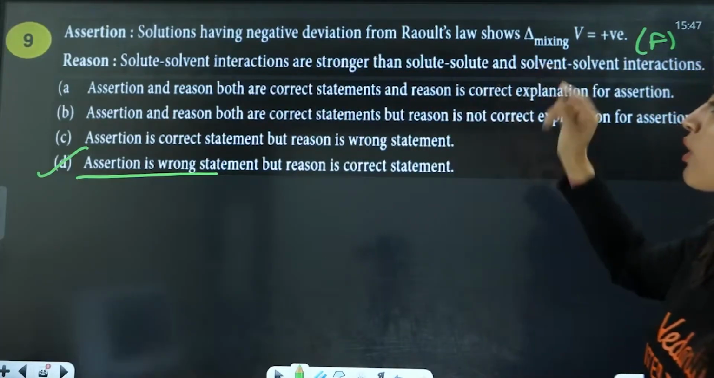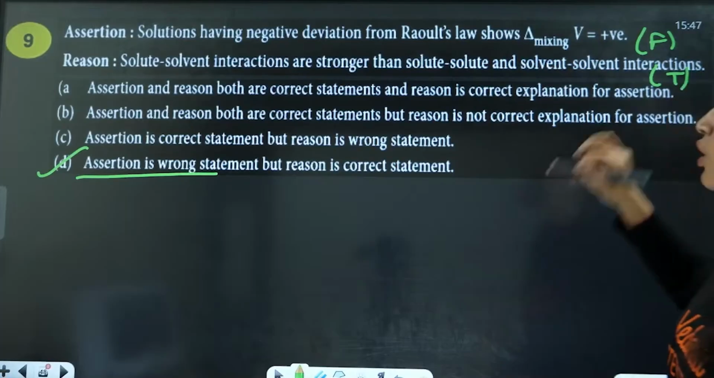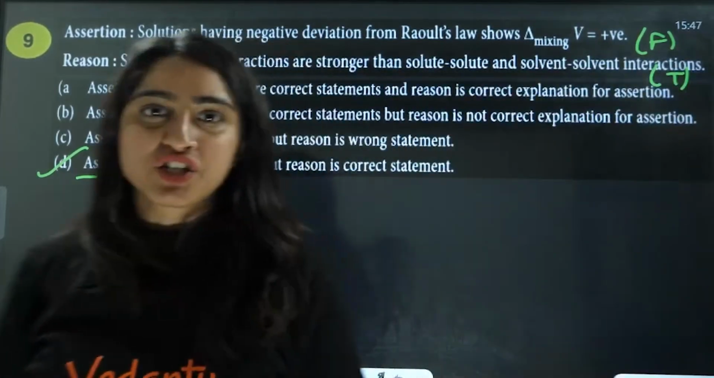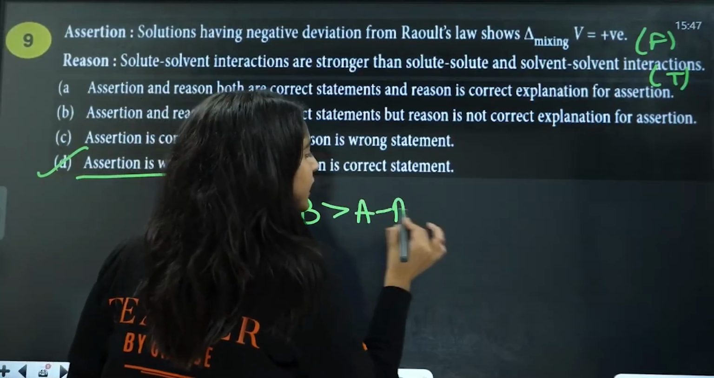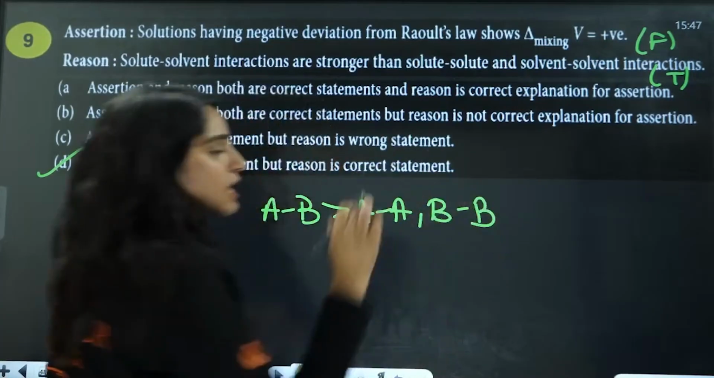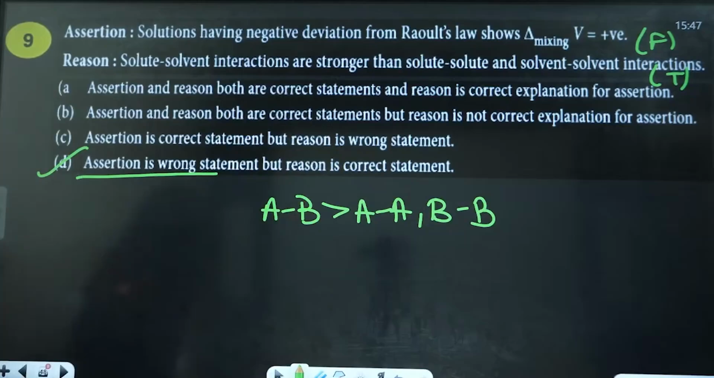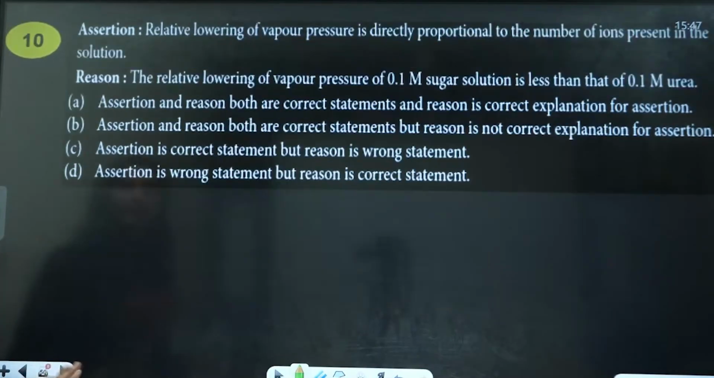Solute interactions are stronger than this. This is true. Okay, for negative deviation, AB interactions are stronger than AA and BB interactions. Yes, bacha. Now talking about the next part here.